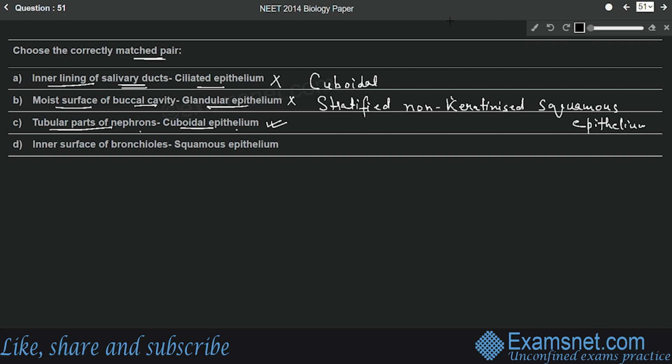Okay. Then the last one is inner surface of bronchioles, and it is matched with squamous epithelium, which is incorrect because the inner surface of the bronchioles have ciliated epithelium. Okay, ciliated epithelium, not squamous epithelium. So the only correctly matched pair is the third one. So option C will be the correct answer.